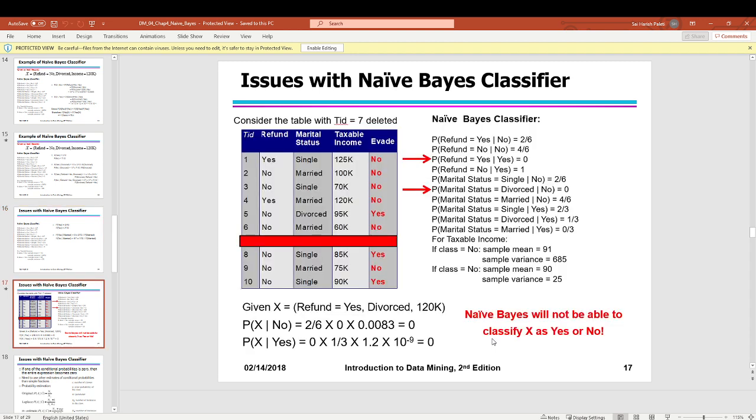But suppose we take off one of the inputs from our table, the Naive Bayes classifier will not be able to classify, as it is one of the important inputs from our data.